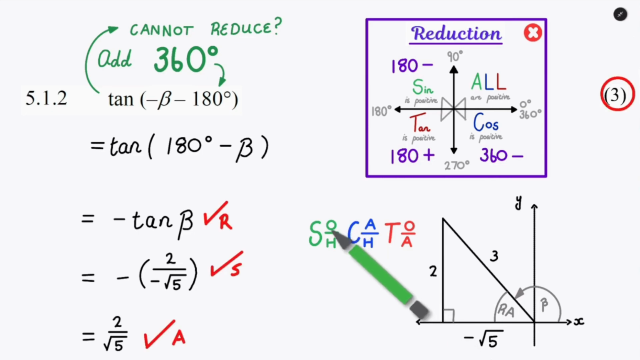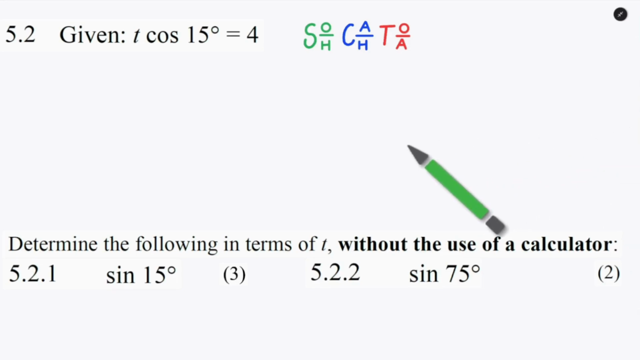And your 3 marks will be awarded for your reduction, substitution, and answer. In question 5.2, we've been given that t cos 15 equals 4, and we need to determine the following in terms of t without the use of a calculator: sine 15 and sine 75. So without the use of a calculator is a serious clue that you actually need to do a sketch.